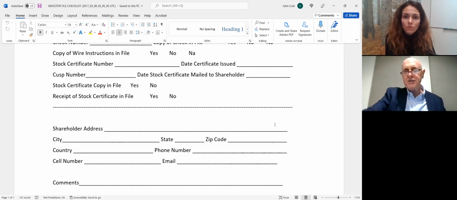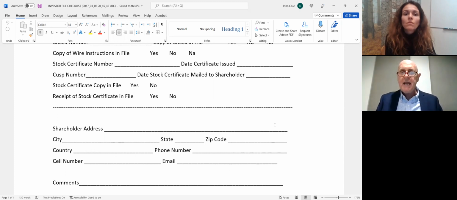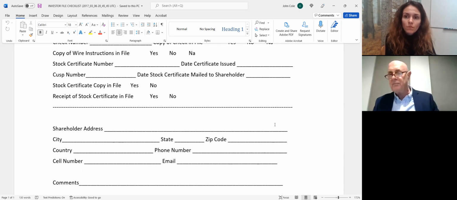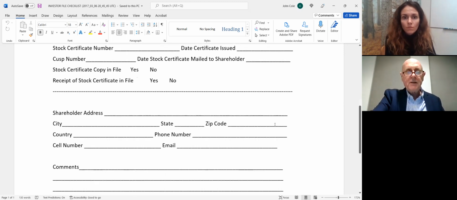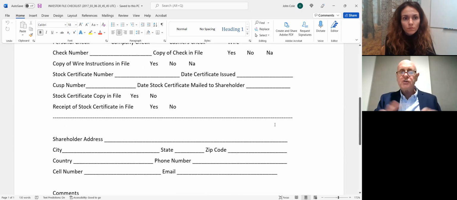Date certificate issued. You may get the check on Monday. You may not deposit the check till Friday. You may not issue the stock certificate until the following Friday, and the date the certificate was issued may be the following Monday. All those may be different dates, and they typically are within a few days to a week of each other. The CUSIP number: there is no CUSIP number. That will be assigned if the company goes public, by the transfer agent. But there's nothing to put in there now.